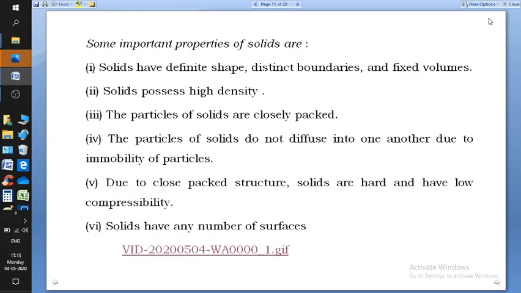Next, due to close packed structure, solids are hard and have low compressibility. You can't compress them easily because they are so closely packed. The particles of the solid are closely packed, hence they are hard and incompressible. Solids have any number of surfaces. Right, so these are a few properties of solids.